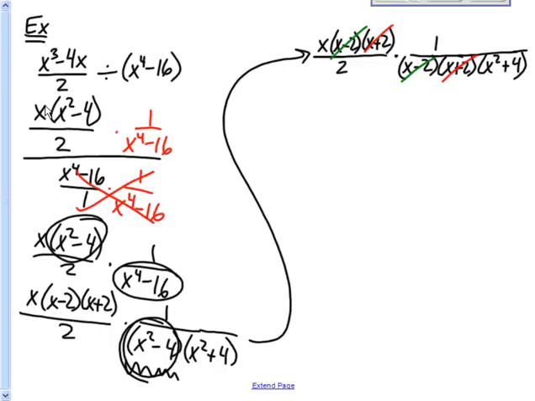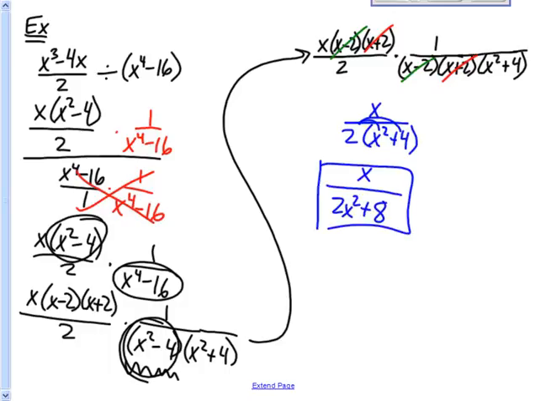So I've got x times 1 on the top. So 1 times x. I still have 2 there. And I have this x squared plus 4. You can leave it there, or if you want to, you can distribute that back: 2x squared plus 8. So either one of those is fine.